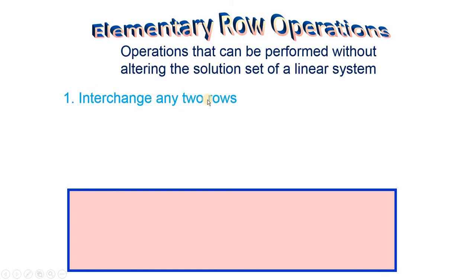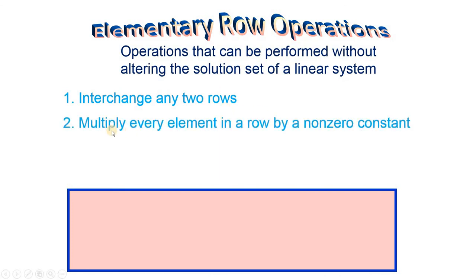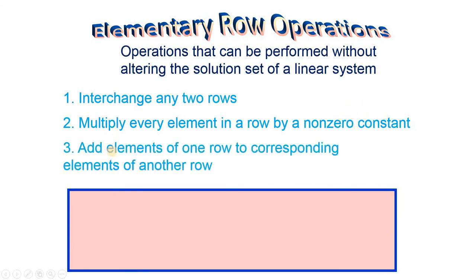This is the first of the three elementary row operations: interchange any two rows. If we interchange any two rows of a matrix, it is one of the elementary row operations. Multiply every element in a row by a non-zero constant. If we multiply the elements of a row by some constant, this is the second elementary row operation. Add elements of one row to corresponding elements of another row. This is called the third elementary row operation.